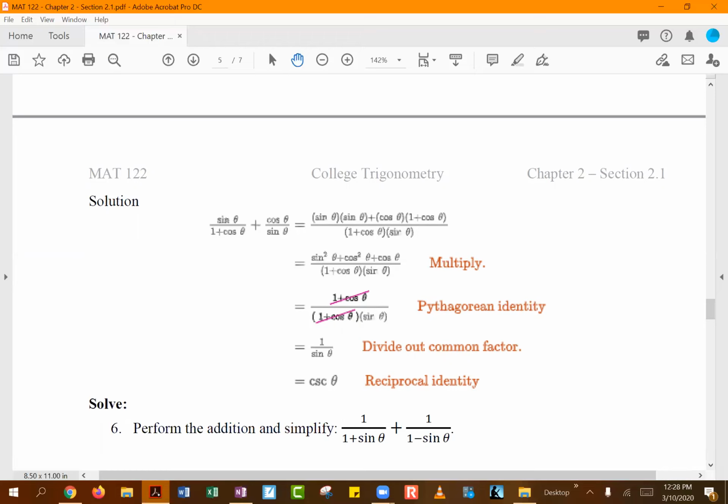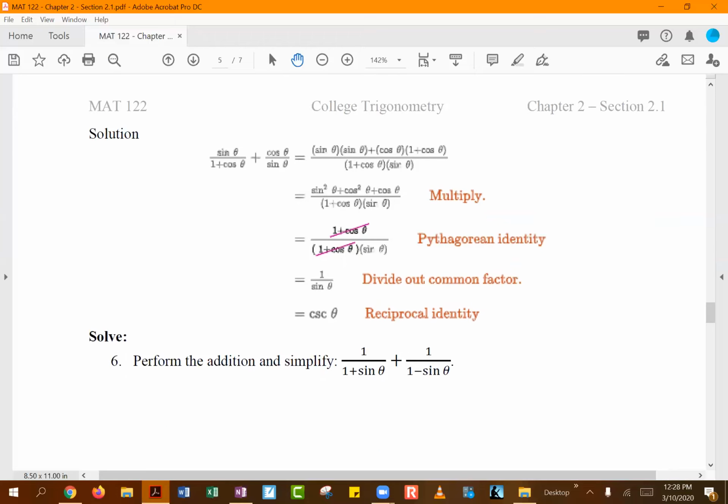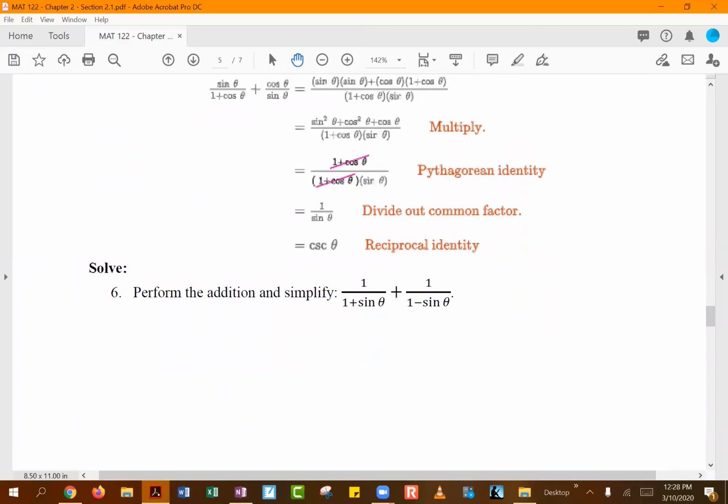So you've got sine squared plus cosine squared plus just cosine of theta. Now sine squared plus cosine squared is our Pythagorean identity, which becomes 1. You're left with 1 plus cosine theta, which can cancel out with that denominator 1 plus cosine theta, leaving you with 1 over sine theta, which then becomes cosecant of theta. So it's a little bit of a different approach on how we go about combining these. That's what I'm saying, every problem is going to take its own unique approach. If you did something in the previous example, that's not necessarily what you'll use in the next example.